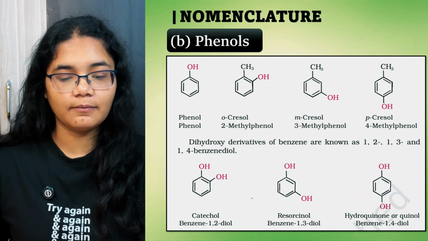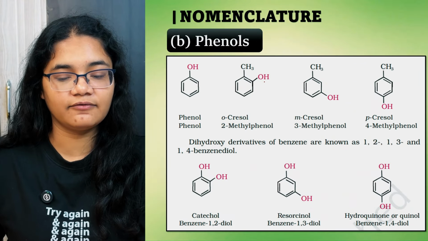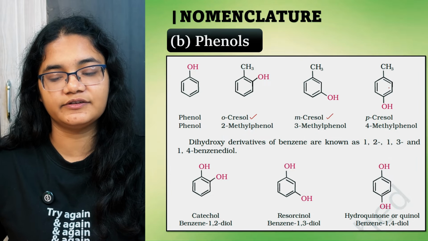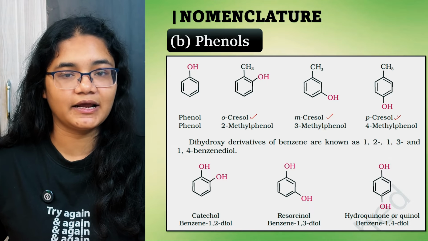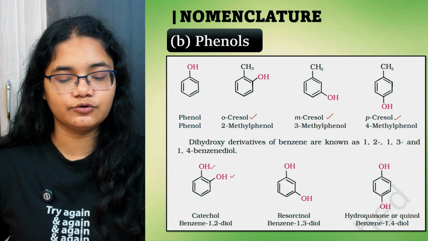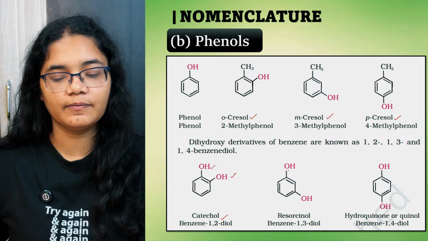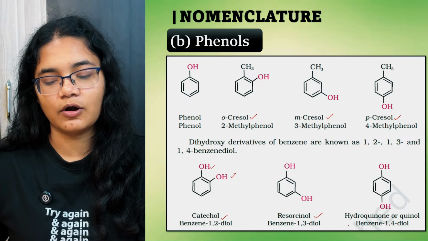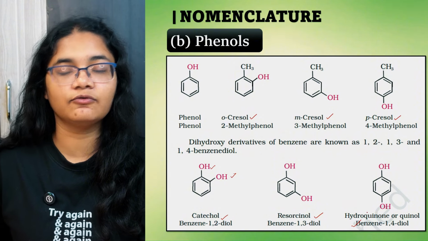Now we'll talk about the phenol structures. When you have CH3 and OH like this, it is ortho-cresol. CH3 and OH here is meta-cresol. CH3 and OH here is para-cresol. When you have two OH groups adjacent to each other, it is catechol; with 1 and 3 OH groups, it is resorcinol; with 1 and 4, it is called hydroquinone or benzene-1,4-diol.